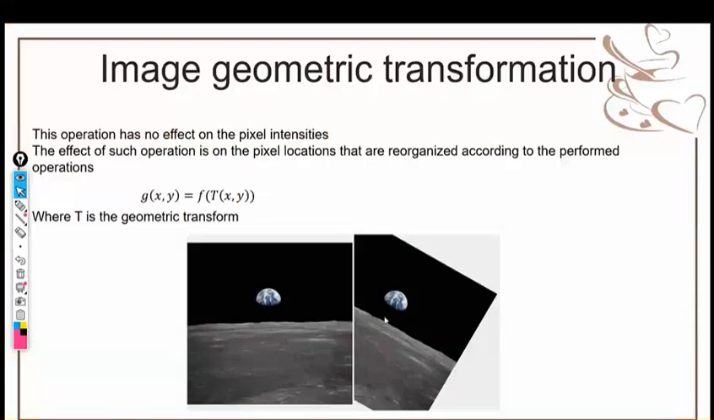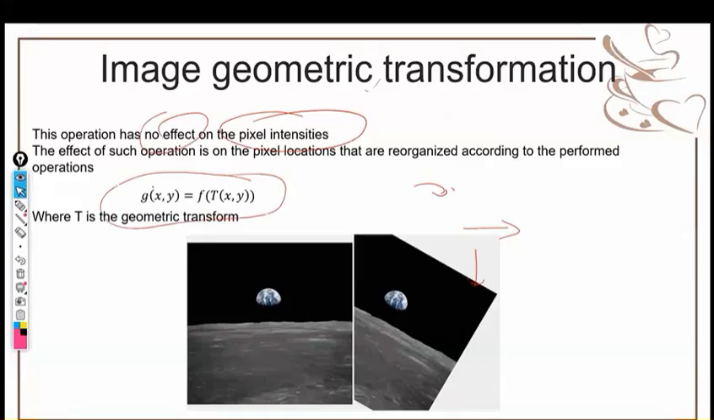Okay, let's see now something else, which is how to apply geometric transformation to the image. This operation has no effect on the pixel intensity. So if you make a rotation, if you make shearing, if you make translation over the X or the Y axis, we are not affecting the intensities. So the RGB component will be the same, but here we are applying a geometric transformation.